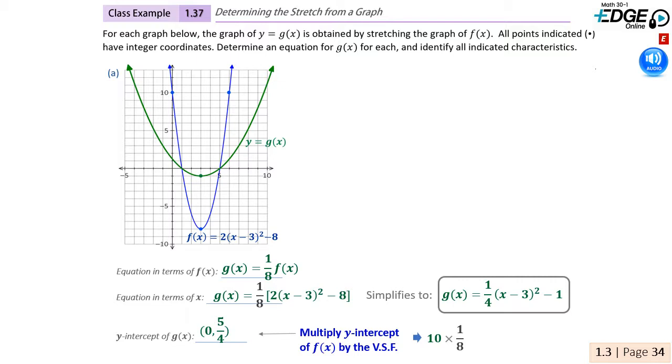Anytime you're asked to find a y-intercept, you can always replace x with 0. Here, we could replace x with 0 in the transformed version, the g of x form, and we would get 1/4 times (0 minus 3) squared minus 1. And after some work, we would arrive at 5/4. Alternatively, because the original graph, the blue parabola, had its y-intercept at a height of 10, we can simply multiply that by 1/8 to get 10/8, which reduces to 5/4.